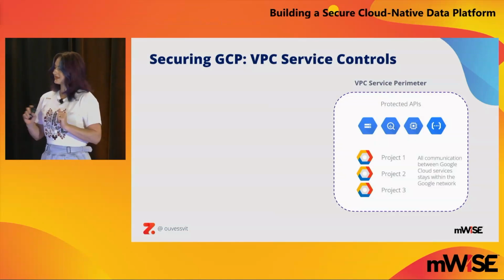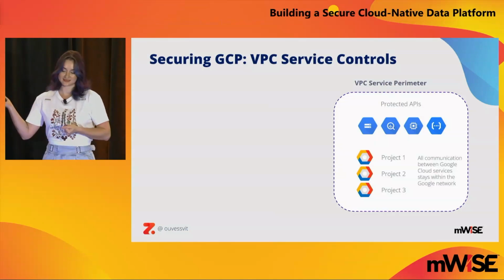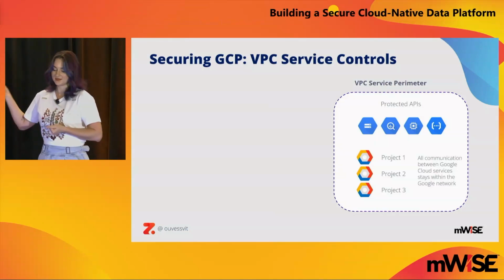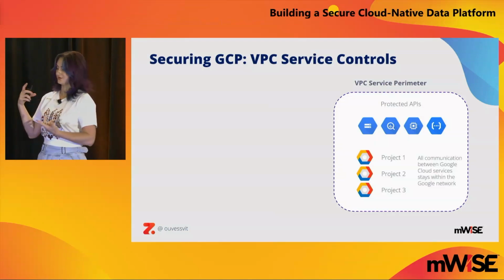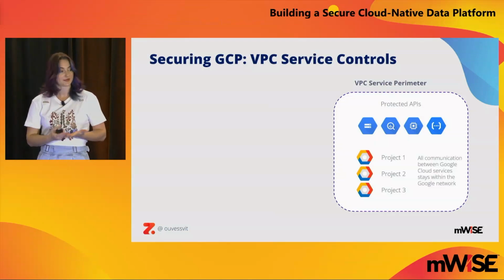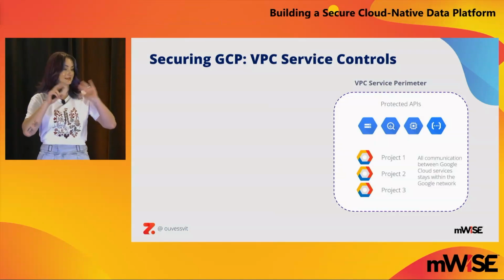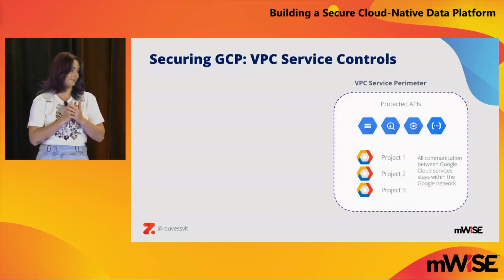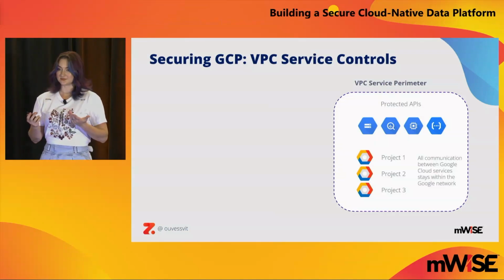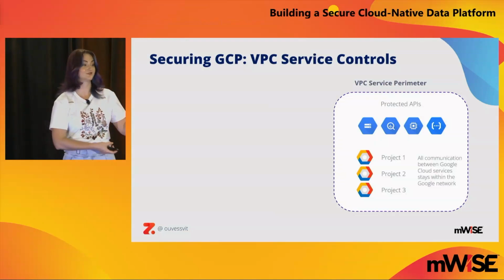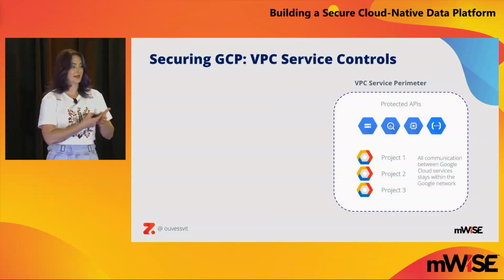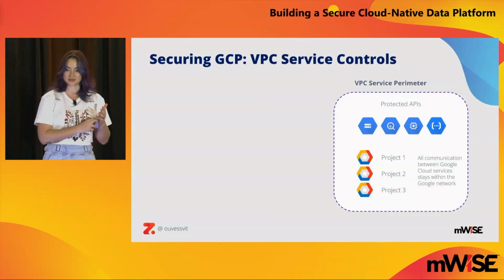The way you do it, you select the APIs that you want to protect. In this case, storage, BigQuery, Compute Engine, and functions. And you select the projects that you want to protect those APIs in. And you put all of that inside a perimeter. That is your boundary. The way it works is by changing the DNS resolution of the APIs. BigQuery is no longer accessible on bigquery.googleapis.com. It is now accessible on restricted.googleapis.com. And that endpoint has a specific IP address that is published.